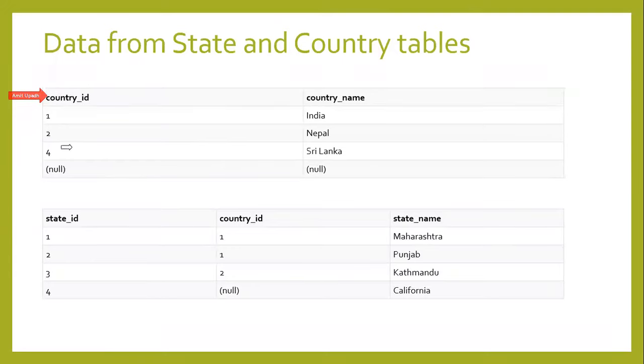Okay. So while everyone's getting acquainted with that, let me move ahead here. Okay, so now I'm going to point to the state table over here, which has a state ID, a country ID, and the name of the state. So you've got Maharashtra, Punjab, you've got Kathmandu, and you've got the state of California. Right, so there you go.